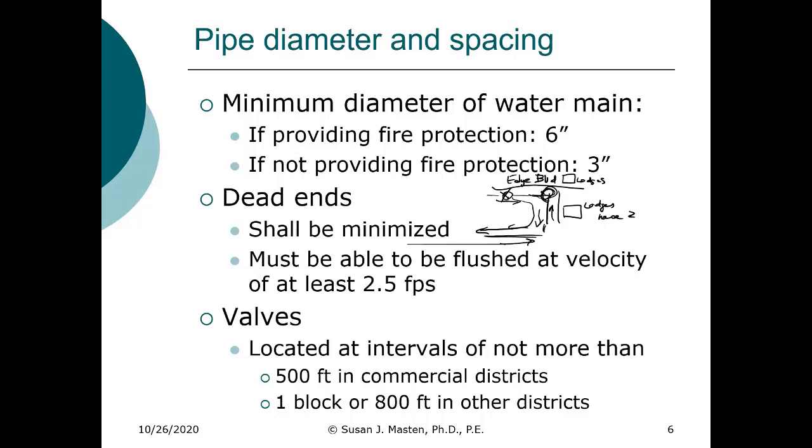So you want to ensure that you have as much flexibility as possible in your distribution system. You'll have valves located at intervals of not more than 500 feet or 1 block in residential areas. In commercial areas, the reason is that you typically have more water usage, so you want to be able to shut off and isolate those regions if there is a water main break.